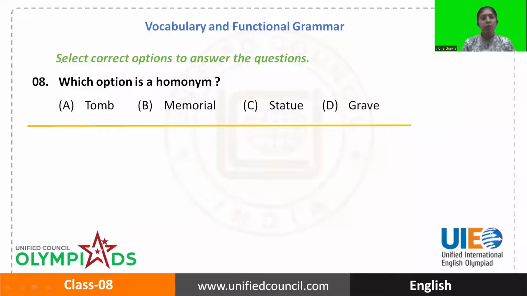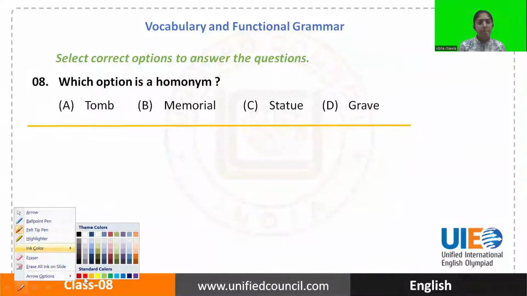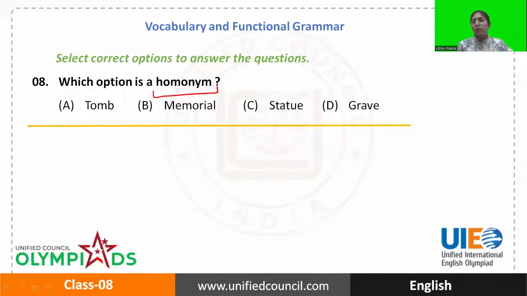Next one. Question number 8. Which option is a homonym? Tomb, memorial, statue, or grave? So here, first of all, what is a homonym? If you don't know what a homonym is, how will you answer it? So you must know first what a homonym is. You must have seen words having the same spelling, same pronunciation, but different meanings. Such words are called homonyms.